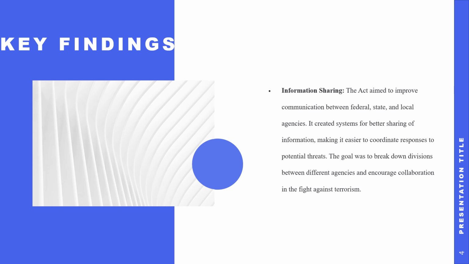The second key finding is information sharing. The act aimed to improve communication between federal, state, and local agencies. It created systems for better sharing of information, making it easier to coordinate responses to potential threats. The goal was to break down divisions between different agencies and encourage collaboration in the fight against terrorism.